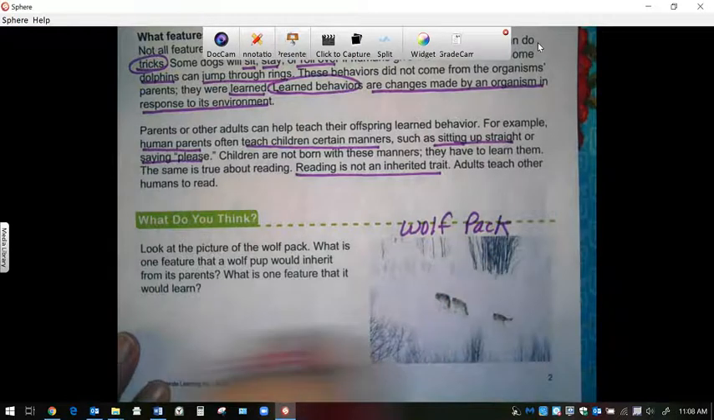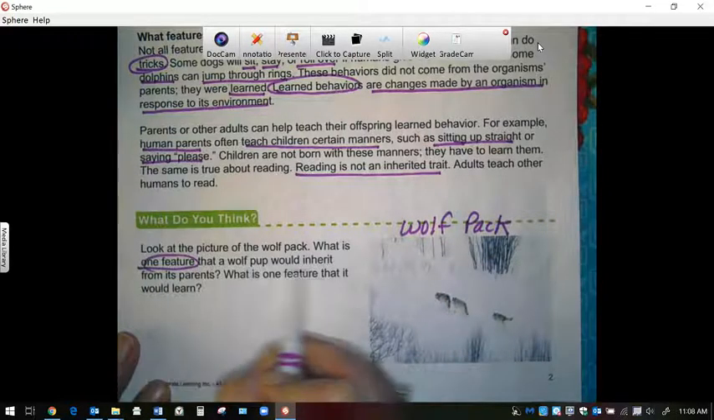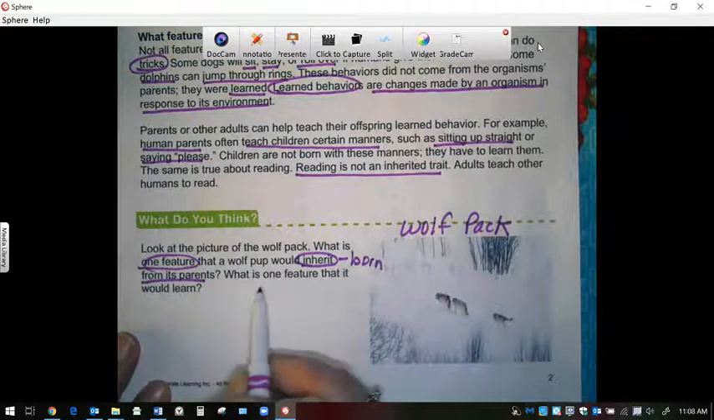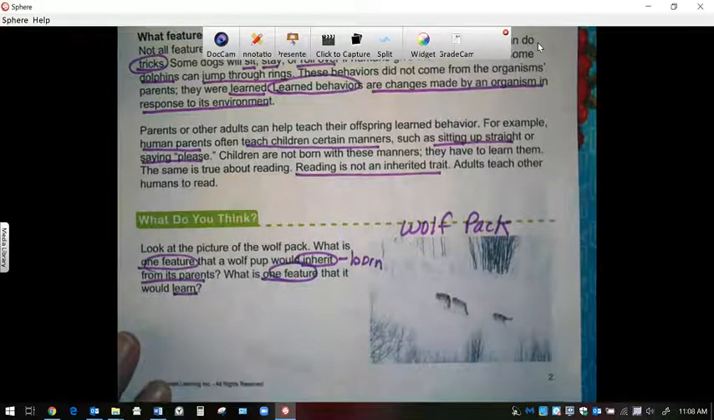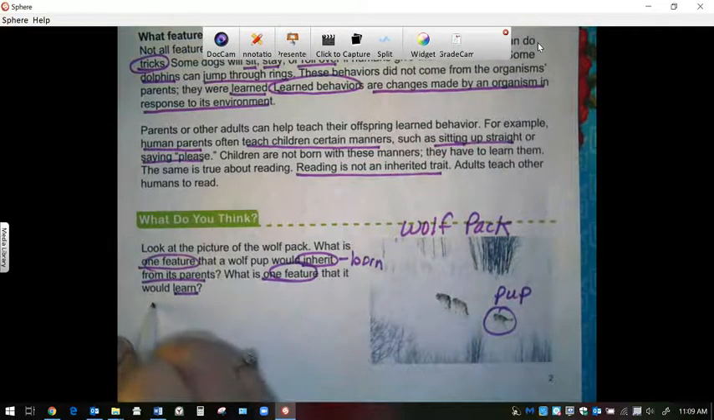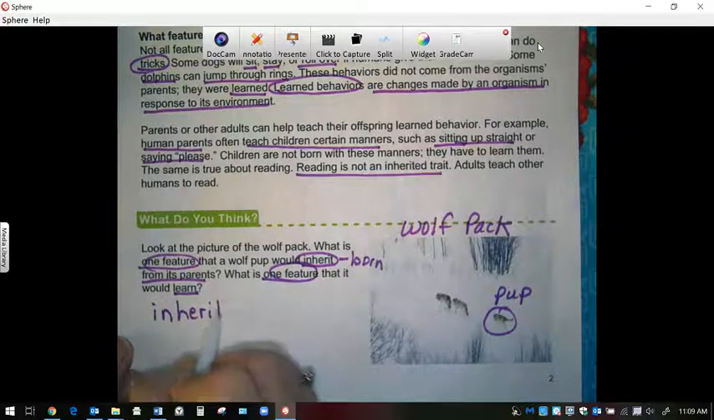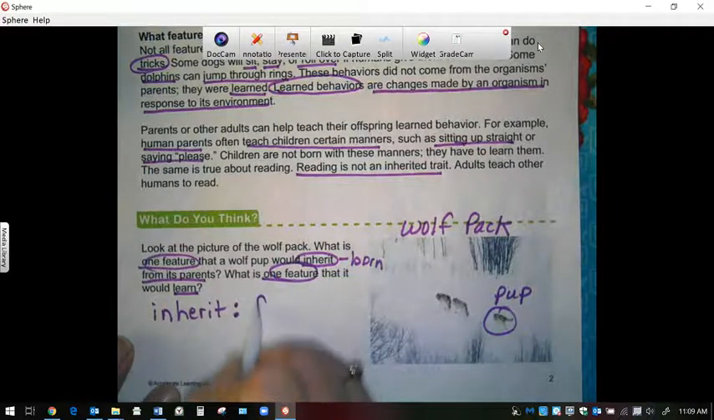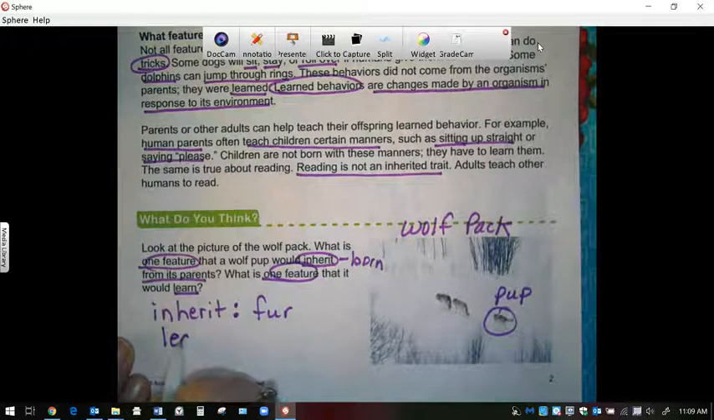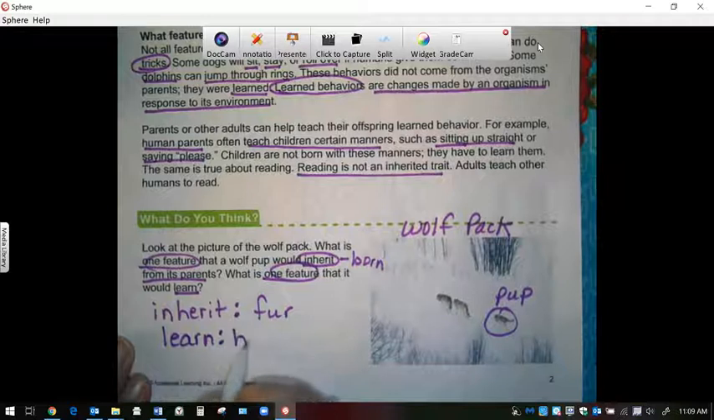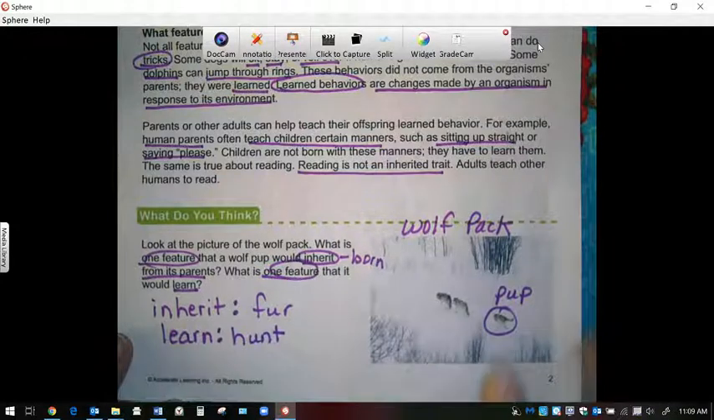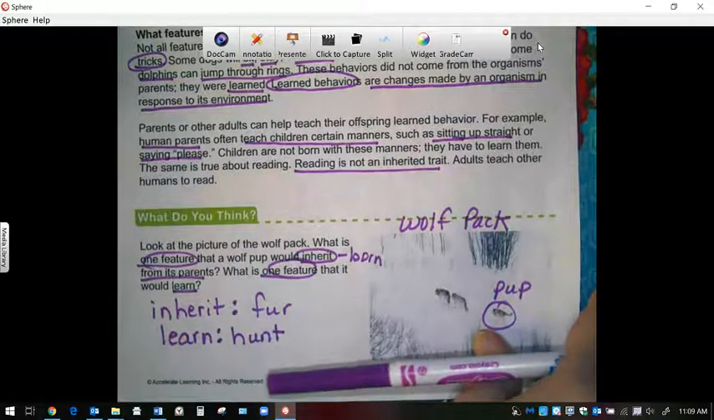What is one feature that a wolf pup could inherit, and that means born with, from its parents? What is one feature that it could learn? Here is the pup, and I'm going to write that it can inherit the white fur from its parents, and it could learn how to hunt from its parents. Okay, you are still on page 84.